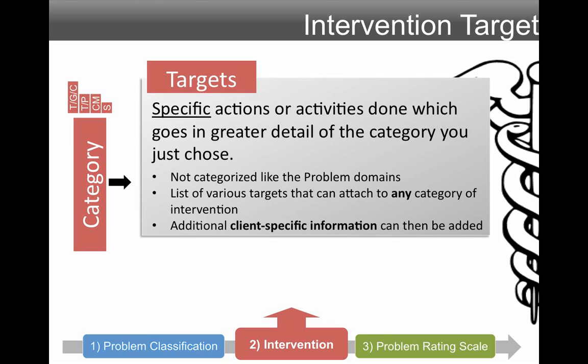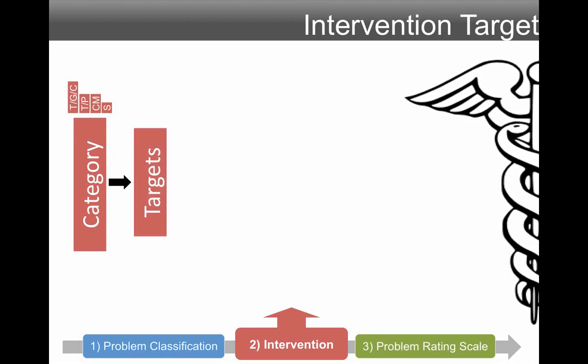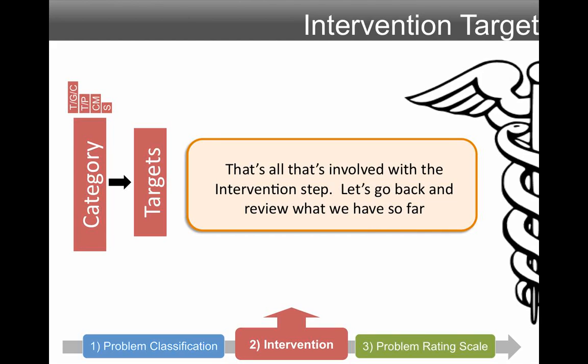In addition, there's client-specific information which further enhances what your intervention was, and they could also be added. So in our example, the category of our intervention is teaching guidance counseling. The specific target of our intervention would be the patient's medication administration, and the client-specific information would be regarding the prescribed use of the medication. So that's all that's involved with the intervention step.